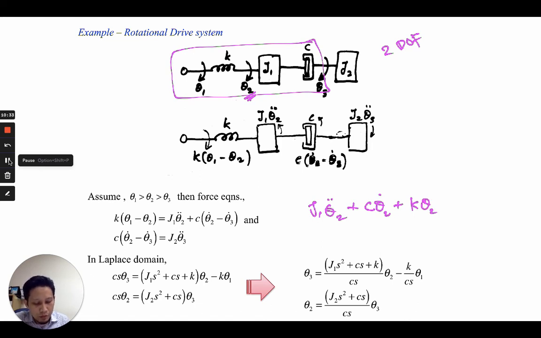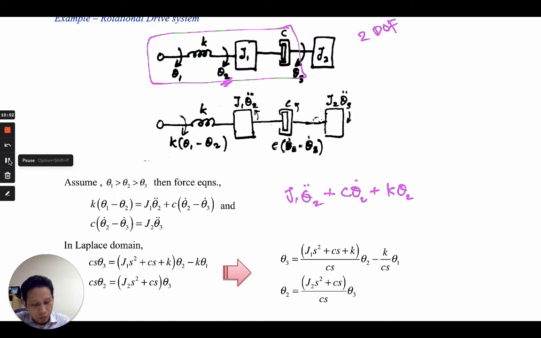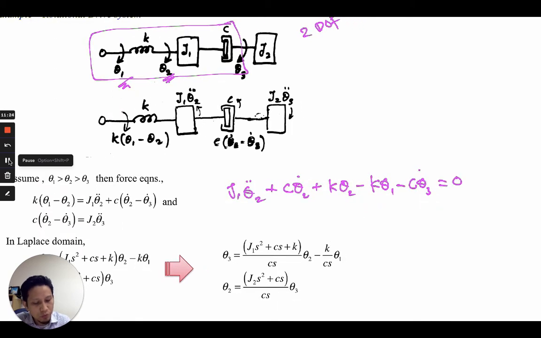Next we need to consider as well the motion that is caused by theta 1 and theta 3. In this case, we need to subtract the spring due to theta 1, so we have minus K theta 1, and then we also need to subtract the viscous damper that is connected to J2, which is minus C theta 3 dot, equals to 0 because there is no torque applied on this system.